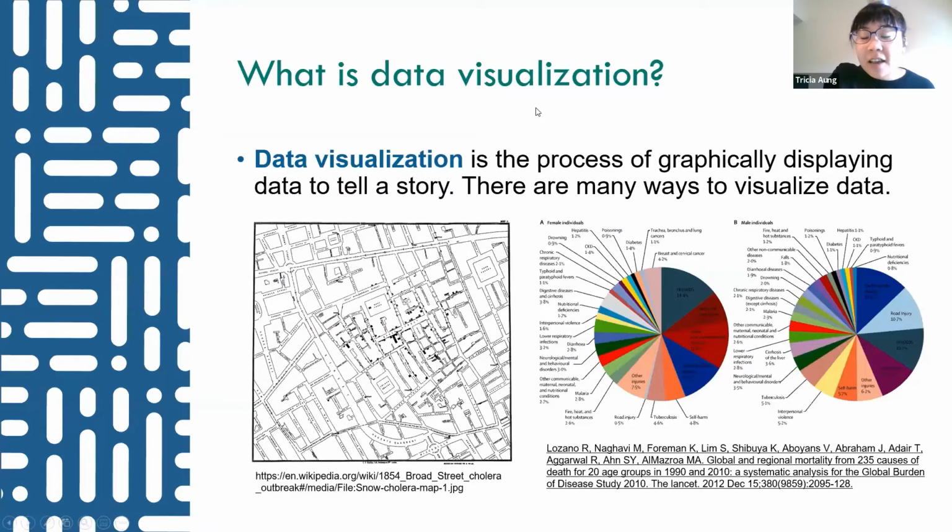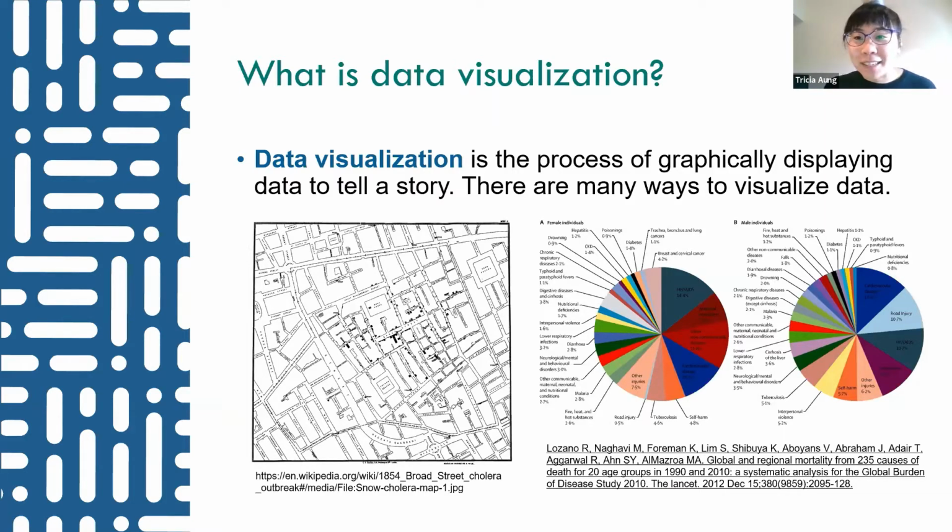So today's session will focus on data visualization. Data visualization is generally thought to be the graphic process of using data to tell a story. One of the traditional examples used as the first instance of data visualization in a public health context is the John Snow Broad Street map, which showed where the cholera outbreak was coming from.